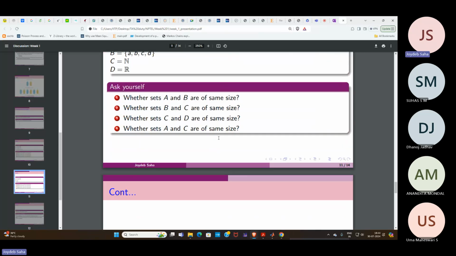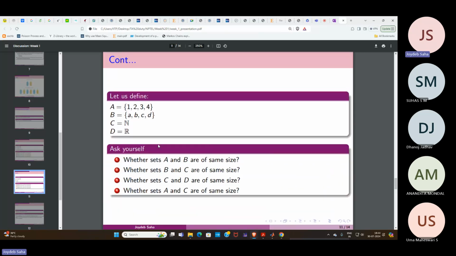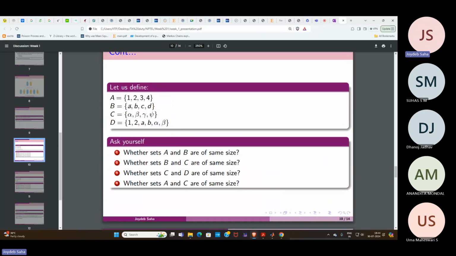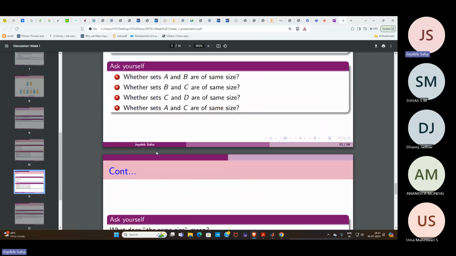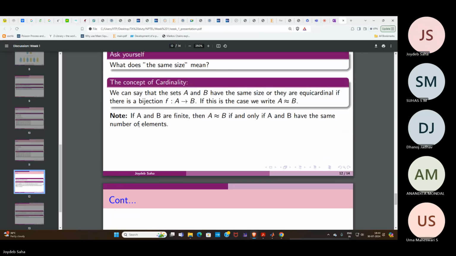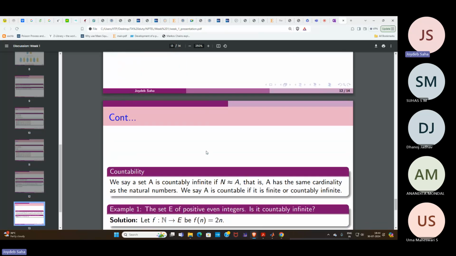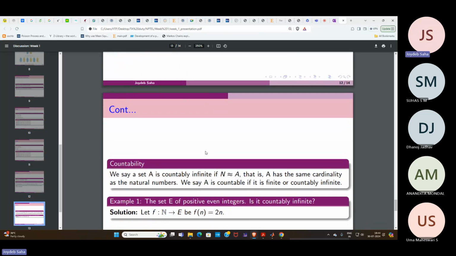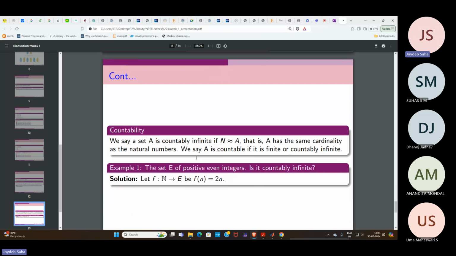This is the same thing in this example for A and B, the same thing for the example in this ABCD. But now the question arises: if A and B are finite sets, then we are saying this. What about a set of infinite numbers? So now the question comes, what is a countably infinite set?